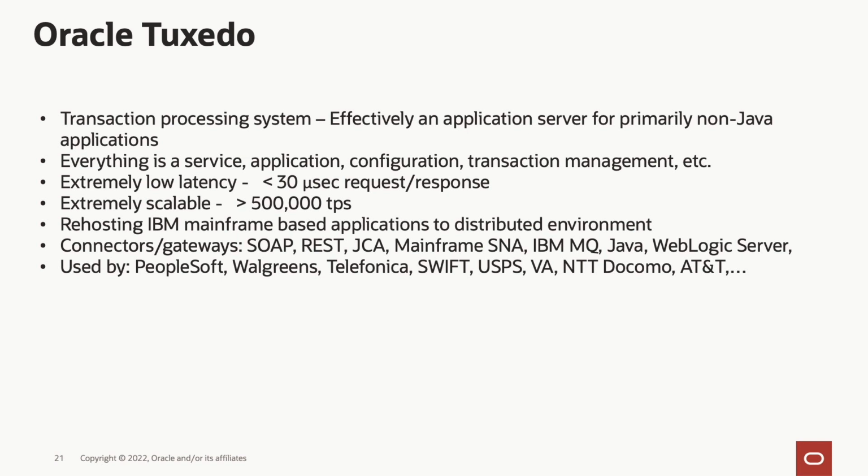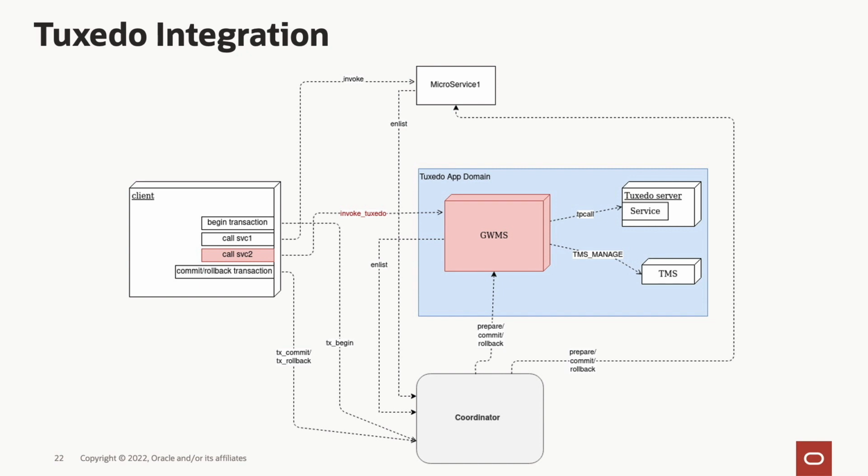We have a number of different gateways to be able to talk to different services and different environments, and it's a very widely used product. Every Walgreens store, every PeopleSoft installation, every Swift gateway, all those things are based upon Oracle Tuxedo. So one of the things we've been providing as part of the Oracle Transaction Manager for microservices is the ability to have Tuxedo services participate in these distributed transactions.